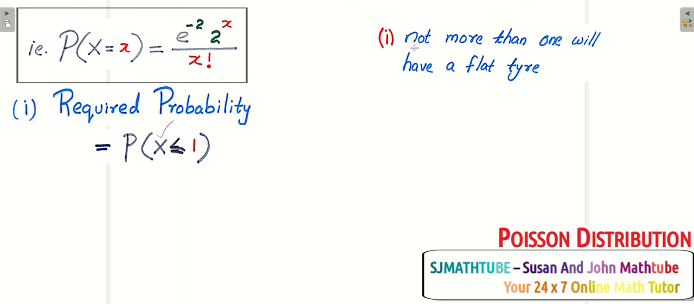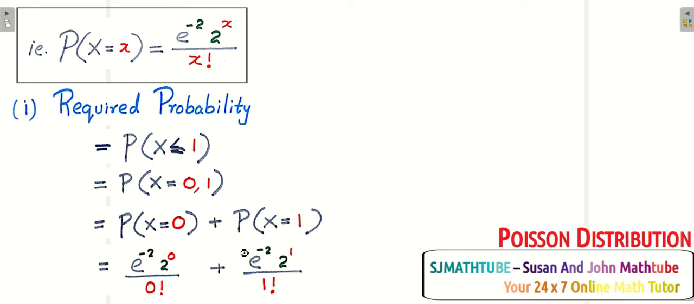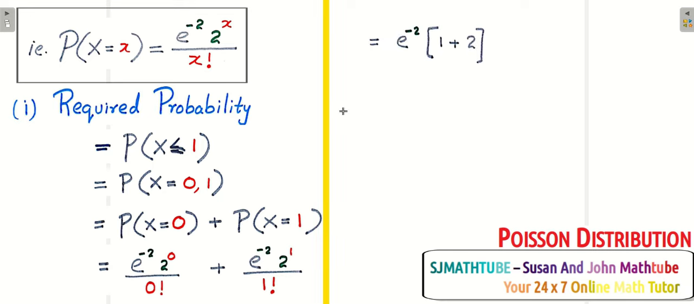It's given not more than 1. And less than or equal to 1 means it can be 0 or 1. Then add them up. And now what you do is you plug in the value over here. You can put x equal to 0, and for the second one you can put x equal to 1. And that's it. Simplify, use the calculator. Yeah, it's approximately 40%.